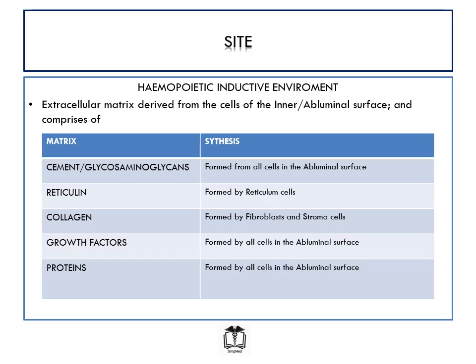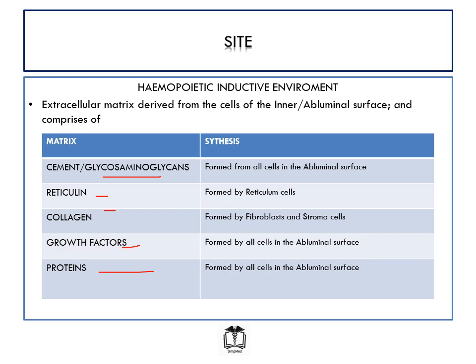Second component of the heme space is the extracellular matrix. This is derived from cells that are gotten from the inner or abdominal surface of the hematopoietic inductive environment. So remember that this inner surface comprises reticulin cells, fibroblasts, and also contains stroma cells and macrophages, and each of these cells gives rise to matrix comprising a different form of structure. So for example, the structures that make up the extracellular matrix include glycosaminoglycan or cement, reticulin, collagen, some growth factors, and then some proteins.